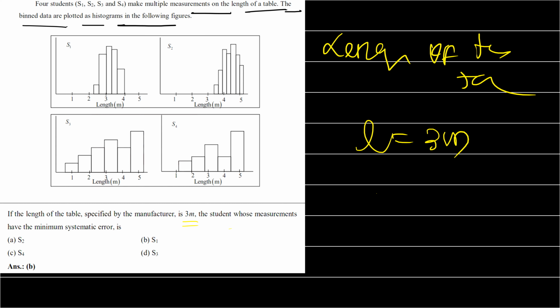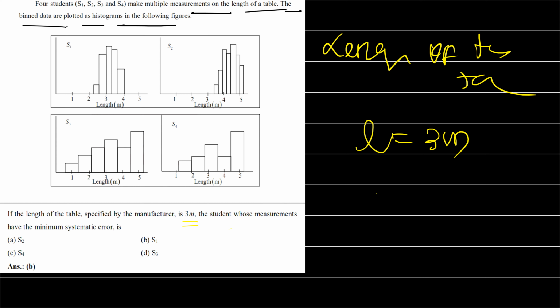So this is basically a very simple question. The student whose length calculation is nearly equal to 3m, that is, the probability of finding the length is maximum at 3m, that student must have the least systematic error, or minimum systematic error.